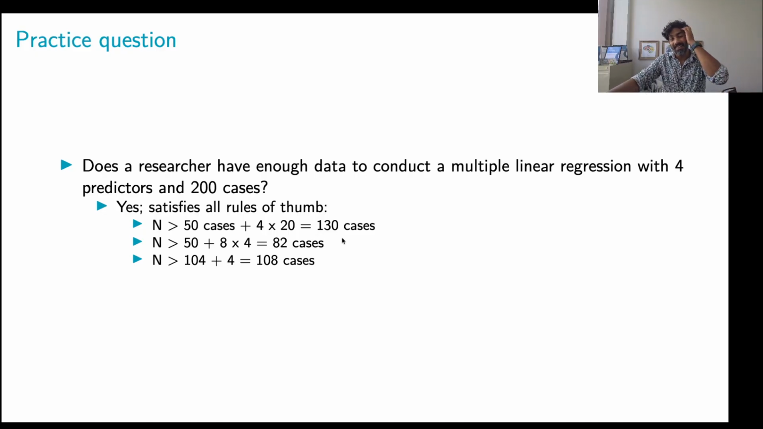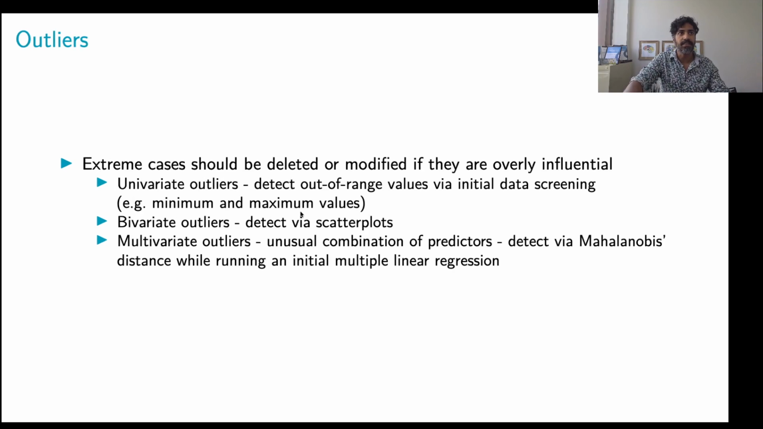So you can see these guidelines give you quite variable estimates. Largely, the more data you have, the better. But in this case, according to these guidelines, there's sufficient sample size to run the analyses.